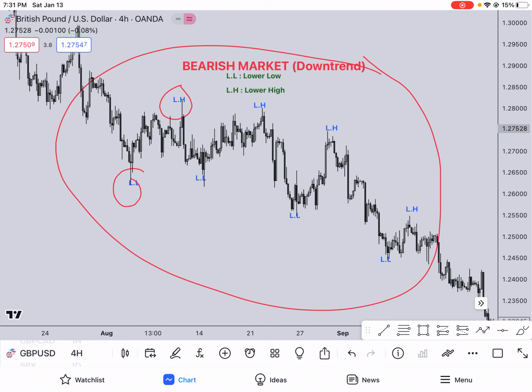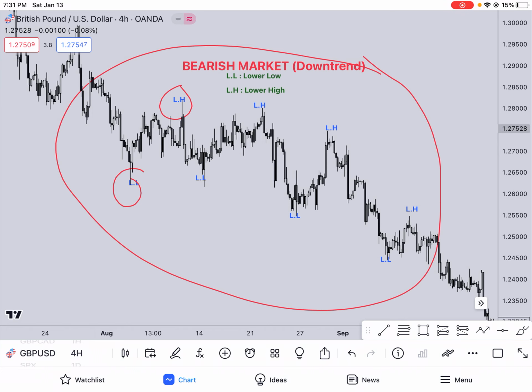Even though the market will go up in a bearish market, it will still be a low. Because why? Now look, you will understand what I'm saying. In a bearish market, we have lower highs and lower lows. I'm marking them with LH and LL. Whenever I see LL, it means lower low, just like the way I signal that in the bullish market too.